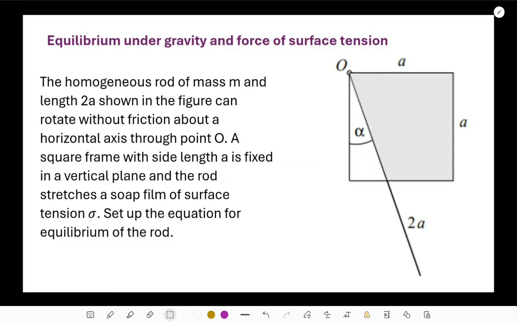And welcome again. Now I would like to move towards problems related to the force of surface tension.